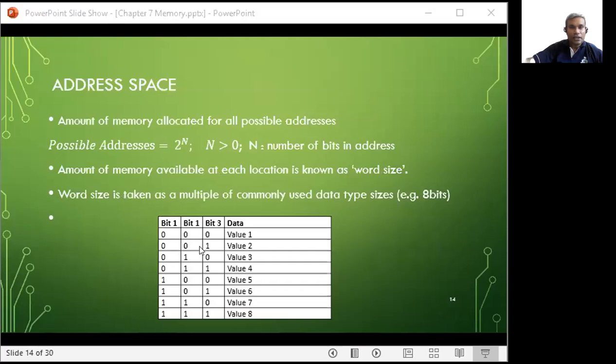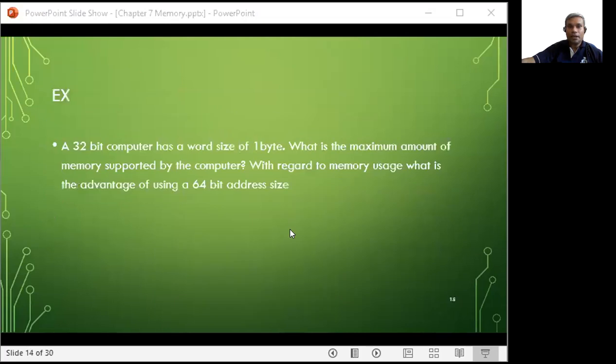The size of that location is known as the word size. Word size is basically a multiple of the commonly used data types. So to get the total amount of memory, you have to multiply the number of addresses by the word size.